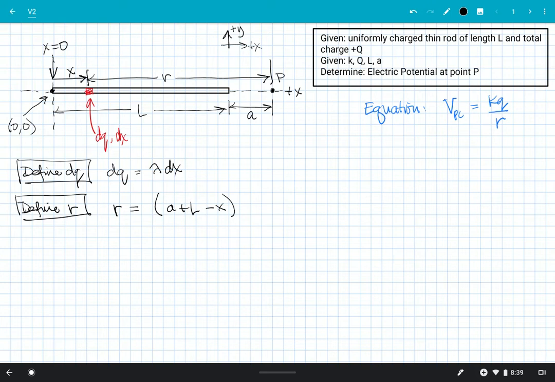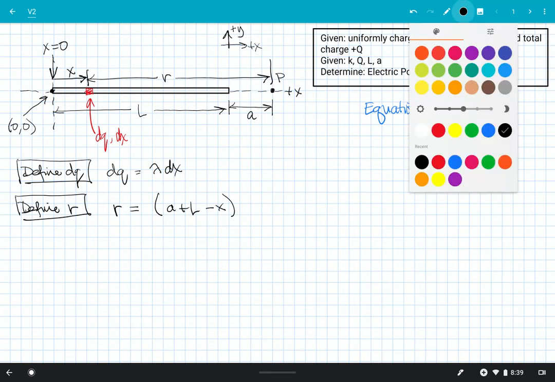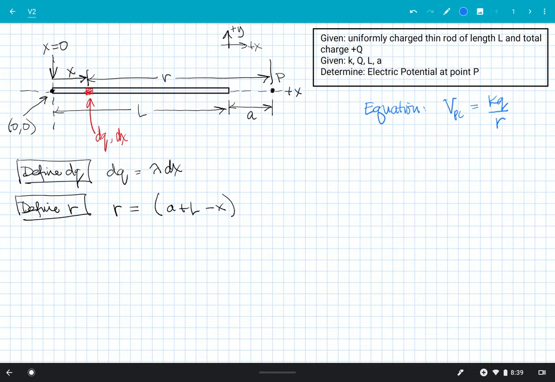So our equation here is, of course, potential due to a point charge. And we're going to take that equation. I'm having you guys start with these point charge equations, right? And then we're going to write that in a differential form. So when we write that in a differential form, that'll be dV equals k dq over r.